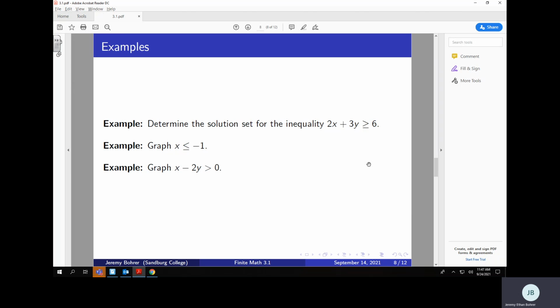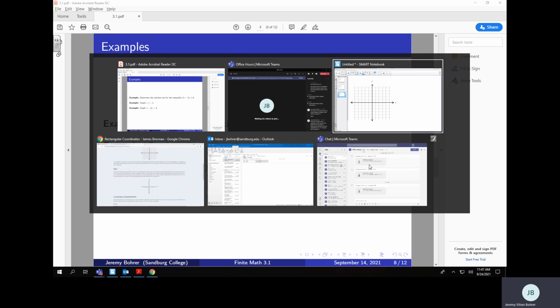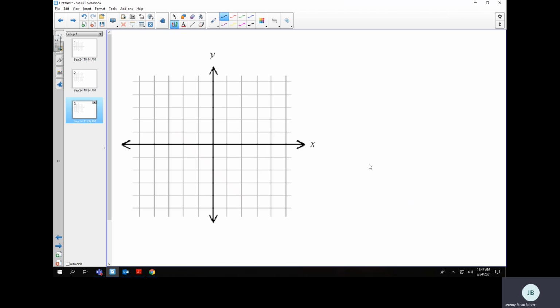In this video, we are going to look at these problems on page 8 of the slides for chapter 3.1. Each of these involves graphing, so I have set up some graphs. First, we're going to determine the solution set for the inequality 2x plus 3y is greater than or equal to 6.